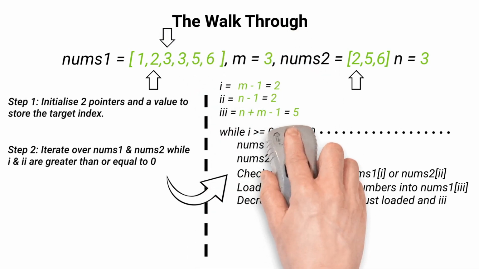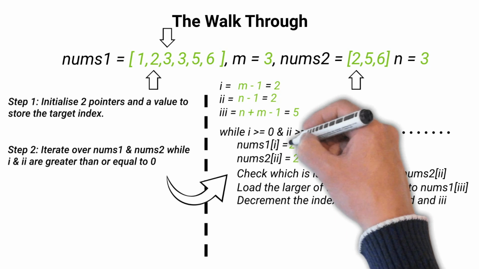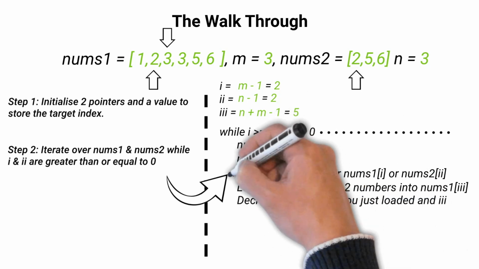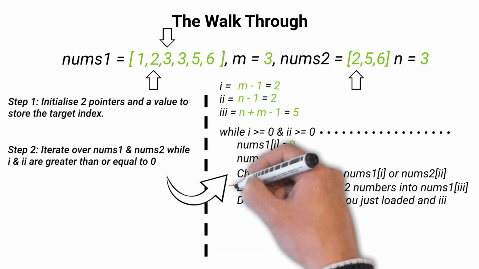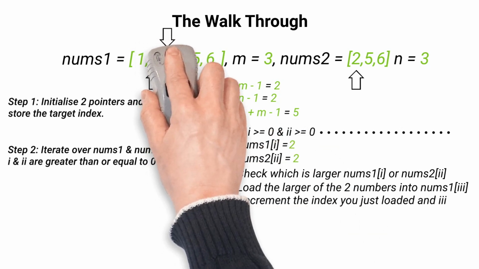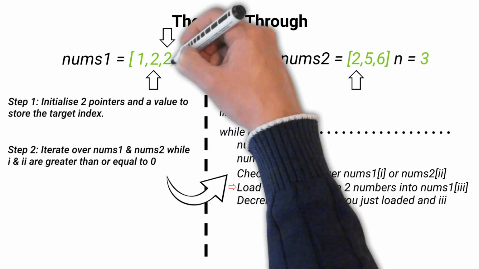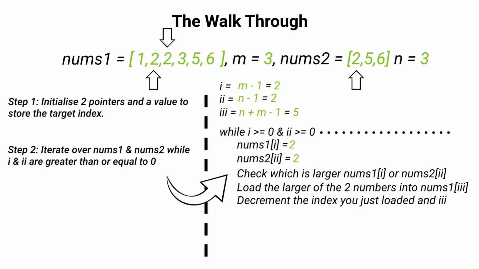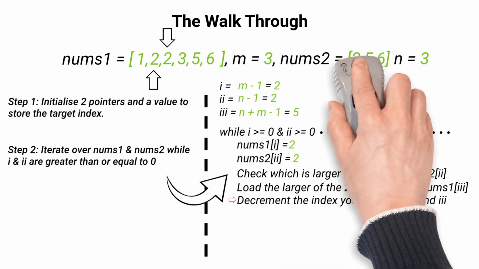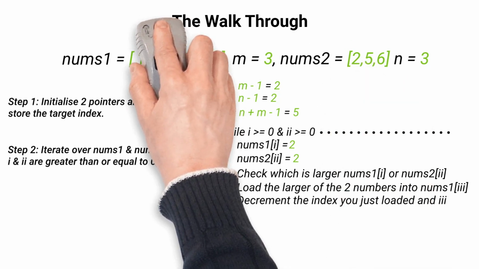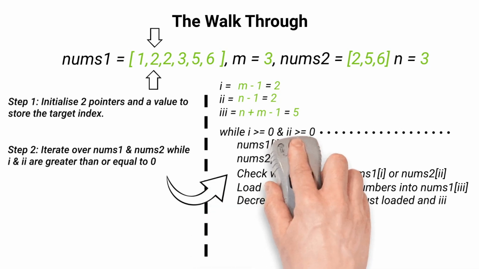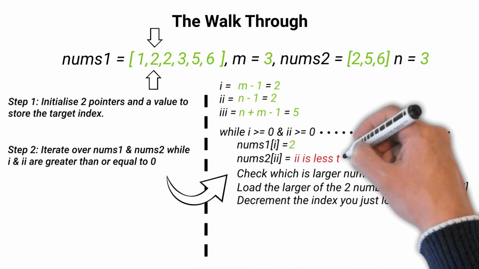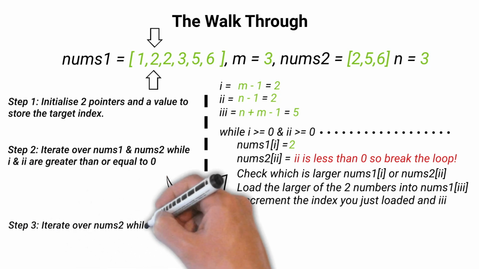We'll update nums1 and set it equal to 2. Check which is larger, nums1 or nums2. Load the larger of the two numbers into nums1 which is going to be 2. And then we need to decrement the index that we just loaded. So we can now see we've got to the end of nums1. So i is less than 0, so break this loop.